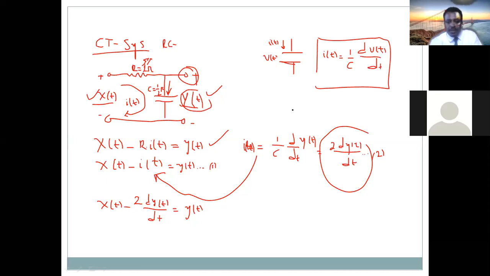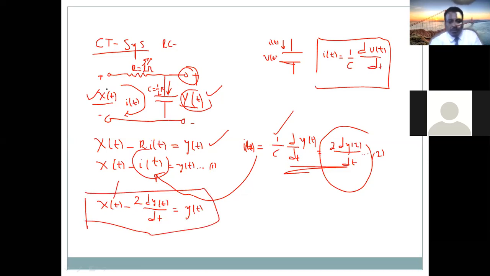So that's what we have done here. Then I substitute the current value from this equation here, so I get this equation now. What variables are there? x of t. What is x of t? Input. Another variable, y of t, which is what? Output. So this equation has only input and output.